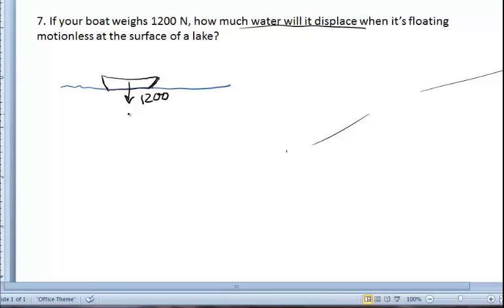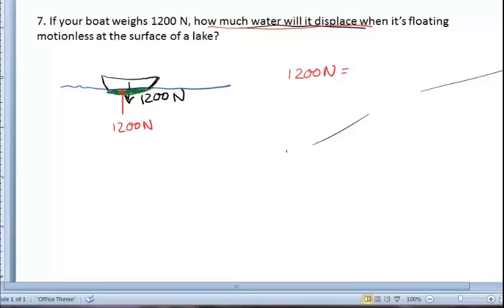Now, if that weighs 1,200 newtons, then we know we've got a buoyancy force of 1,200 newtons holding it up. So now they're asking how much water will it displace. We know that it's 1,200 newtons, and take a look at this. Let's say that boat kind of went like that. This is the water it actually displaced. Now, however much that water was, clearly this is 1,200 newtons that was holding it up. So it must have been 1,200 newtons of water.